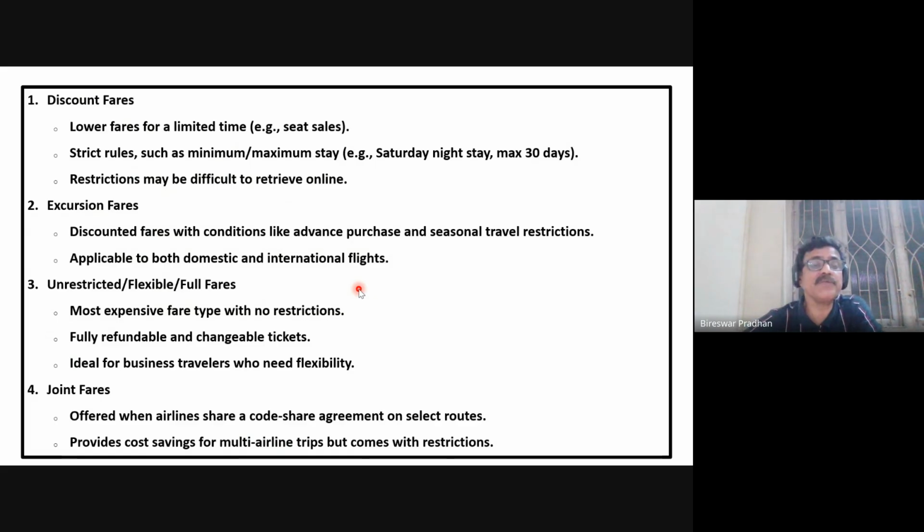Now, unrestricted or flexible or full fare is the most expensive fare type with no restrictions, fully refundable and changeable tickets, ideal for business travelers who need flexibility for travel. And joint fares are offered when airlines share a code share agreement on select routes, with cost savings and multi-airline trips, but they come with restrictions.